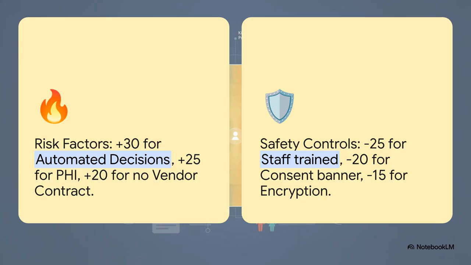And here is where we move from abstract ideas to concrete numbers. For instance, if an AI tool makes automated decisions about people, that's a big deal. It gets a high-risk score of plus 30 points. If it processes protected health information, that's your PHI under HIPAA, it gets another plus 25 points. But on the flip side, having properly trained staff, that's a powerful safety control. That subtracts 25 points from the total.